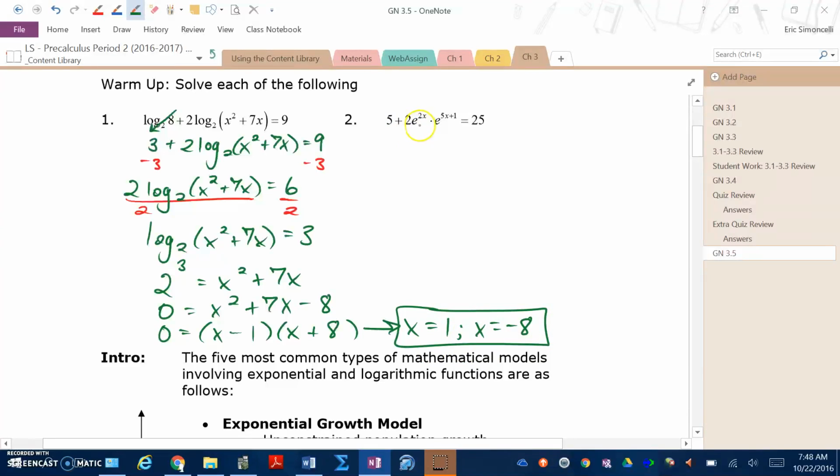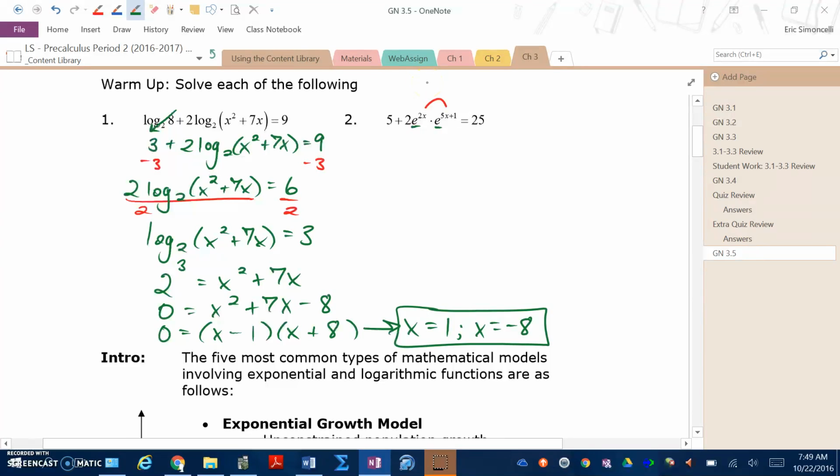Number 2. 5 plus 2e to the 2x times 5e to the 5x plus 1 equals 25. The first thing I'll go ahead and highlight here is, because we have the same base here, e, and we're multiplying two things that have the same base, we're going to look at the exponents, keeping in mind what we can do in this case, because that's the case. We can add 2x plus the quantity 5x plus 1.